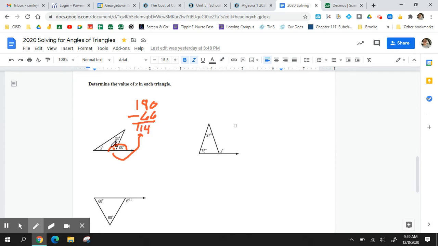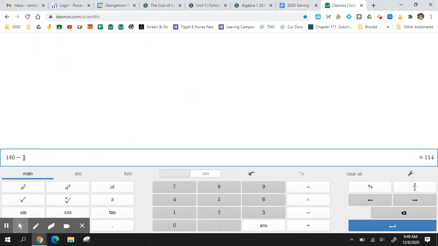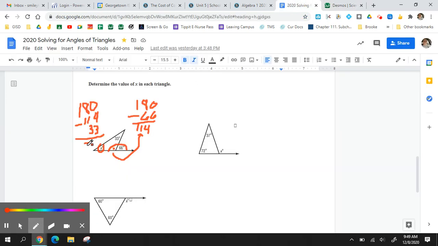So this angle right here where the red dot is, is 114. And now I could use that information to solve for this x. I would say 180 minus the 114 that I just found out, and minus the 33 that they initially gave us. That answer would give you what x is. So I go back to Desmos, I say, okay, I got 114 minus the 33 that they gave us, and I would get 33 as my answer. x equals 33 on this one.